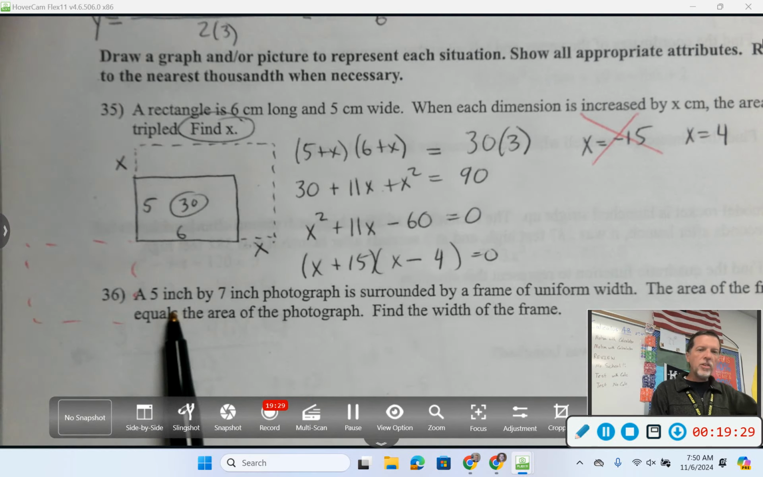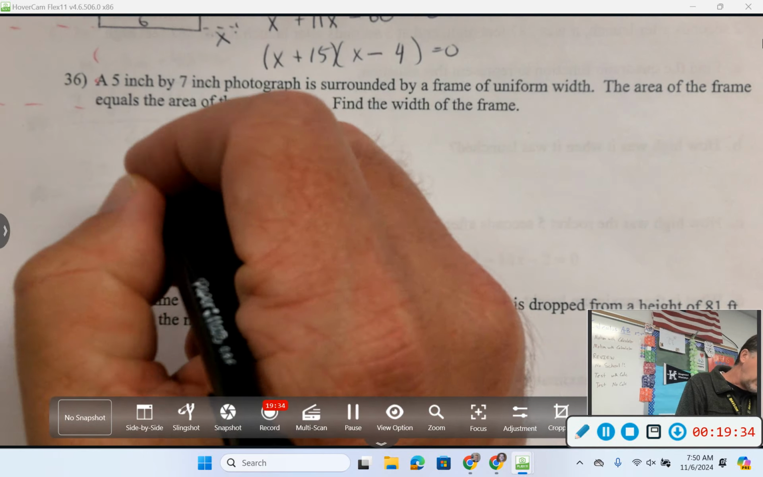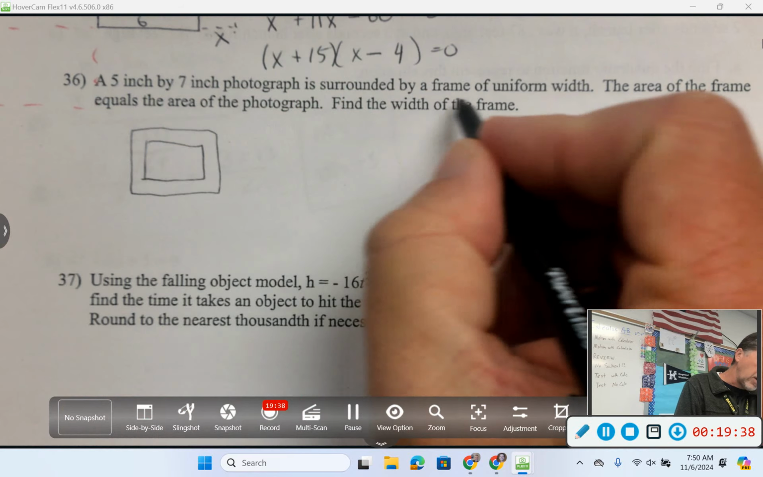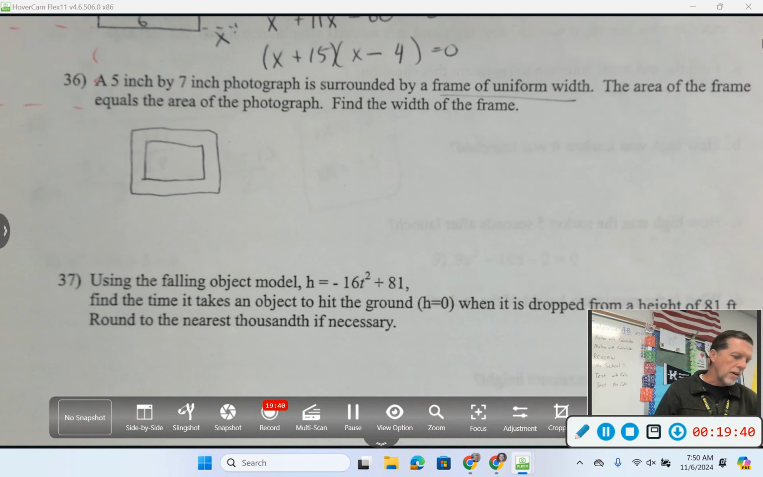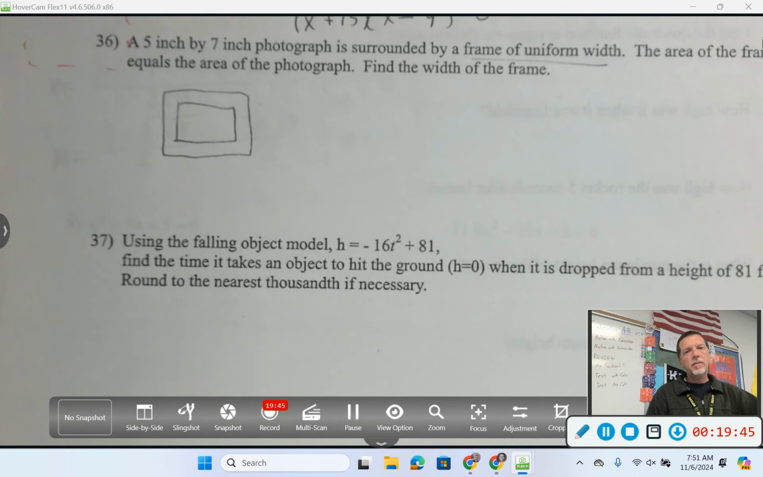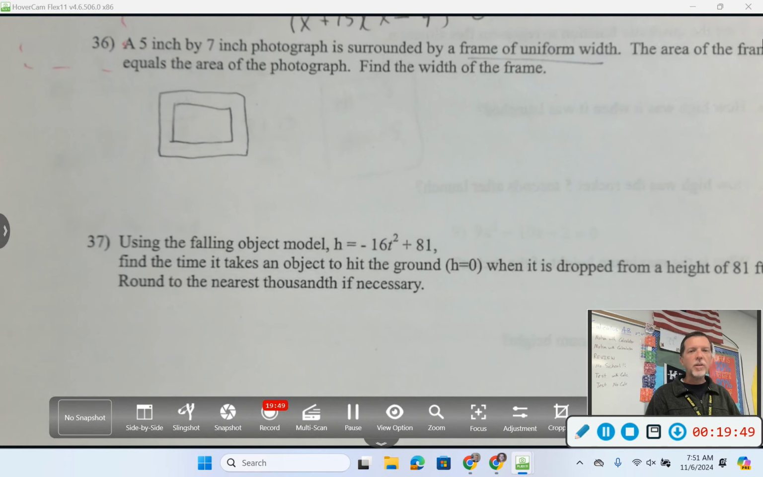We're not doing 36, but you can see that it's similar, except that it starts with a 5 by 7, but it's extending all sides because there's a frame or a border around that. Do plus 2x on each of them, because you've got x on either side.